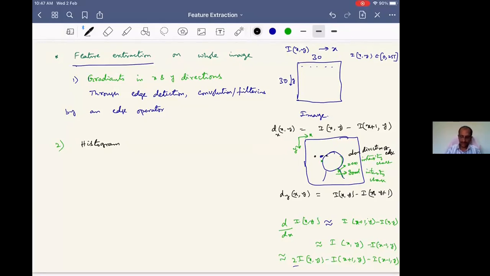Okay, fine. So the next feature that is of importance is histogram. What is the histogram of an image? How do I represent a histogram of an image, or what information does it have? What information does any histogram have? Number of pixels at a particular intensity value. The frequency of occurrence of a particular intensity in an image.